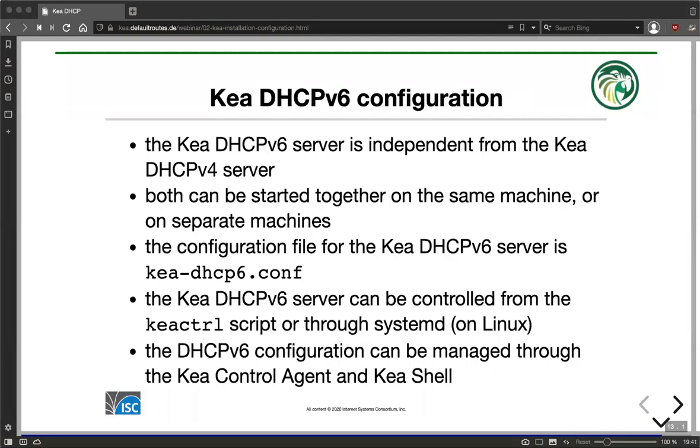It's keadhcp6.conf instead of keadhcp4.conf. And you can also control that server in the same way as you can control the DHCP v4 server, either through the script or through systemd. And you can change the configuration in the same way as I've shown that for the DHCP v4 part.